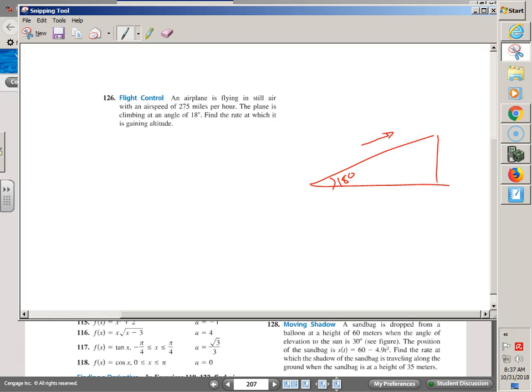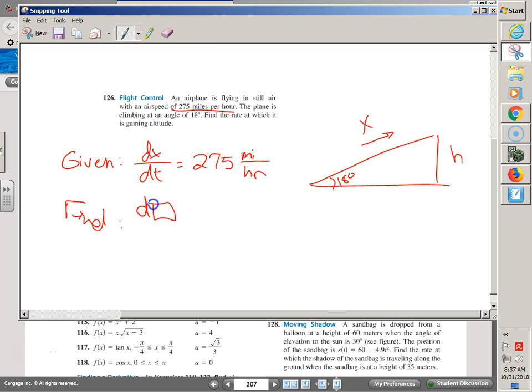Altitude, I think height's important. So you could put an x, you could put an h. And then we also have this guy, which we could make an x there, I suppose. So I'm going to say my given, climbing at an angle, how fast? dx/dt. That's how fast the plane's going diagonally. Does that make sense? What's it asking for? The rate d-h-dt, rate, remember? dh/dt.